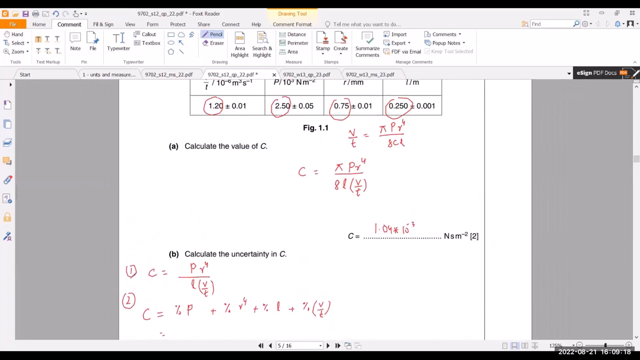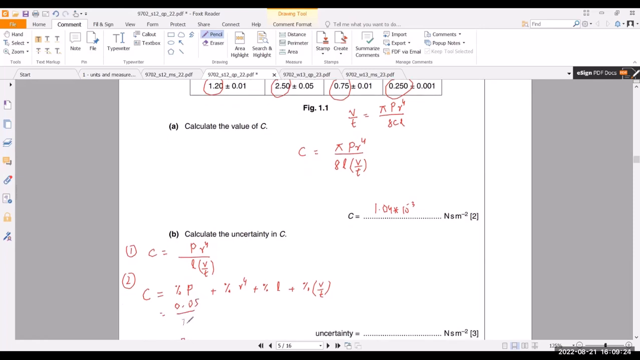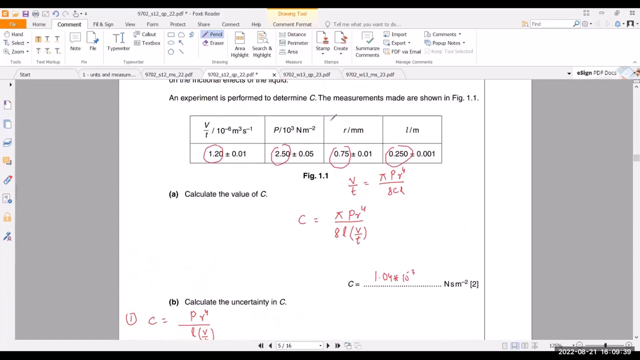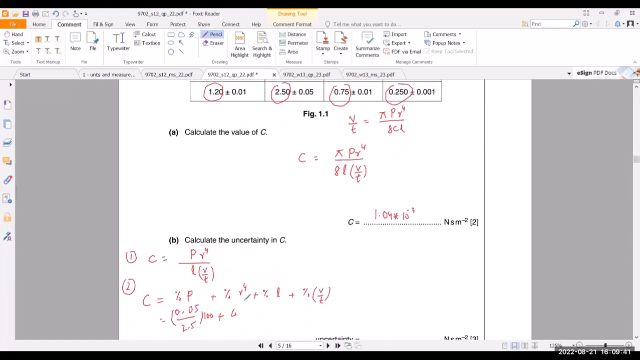So the values are 0.05 divided by 2.5 times 100, plus, that is R⁴, so 4 we multiply. In case of percentage uncertainty, remember this: he has given us the value of R, not R⁴. So we have to multiply the power before the variable, then we find the percentage uncertainty in R.